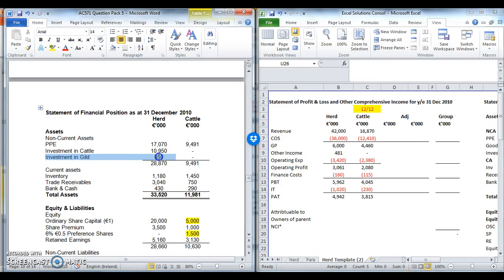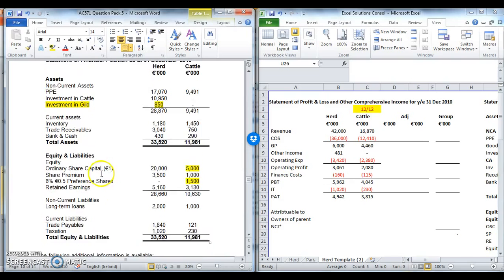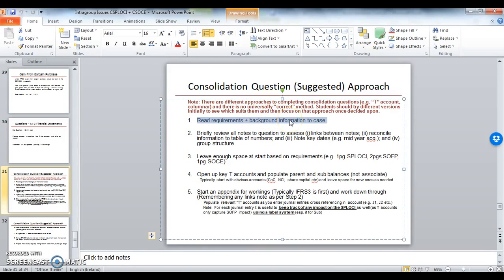So investment in guild, we'll have to watch for the notes to see what exactly that is. But then you look down along and there's nothing else really unusual that stands out. So again, we label it here, but really just getting the background of the case, figuring out what the numbers are.